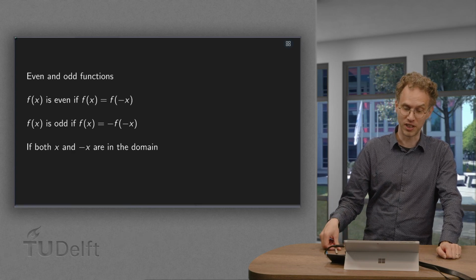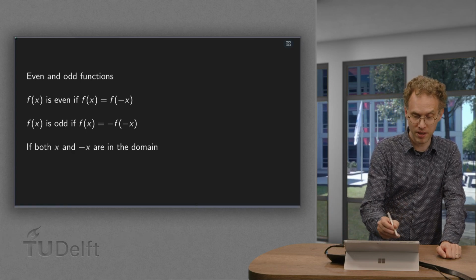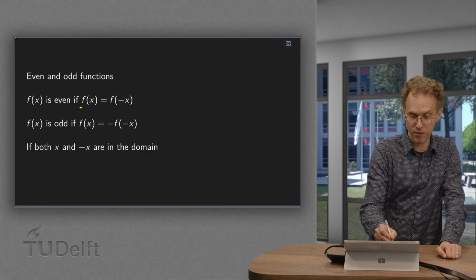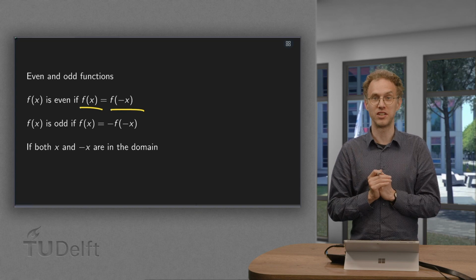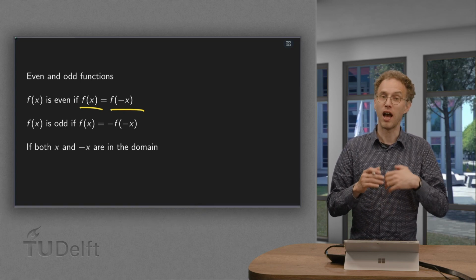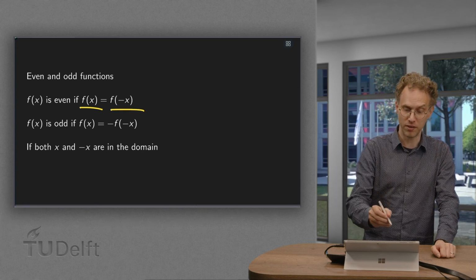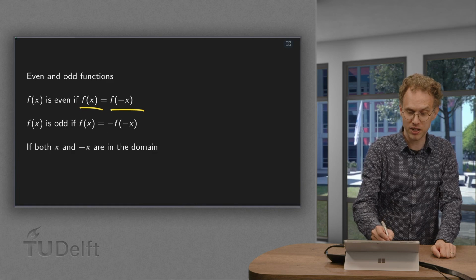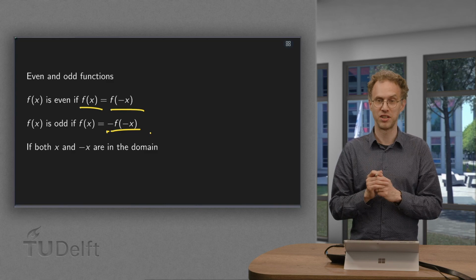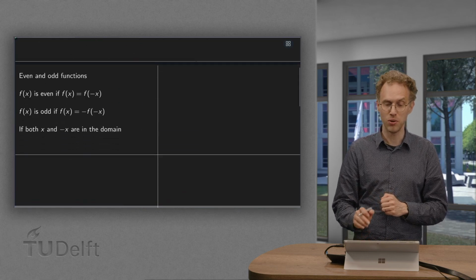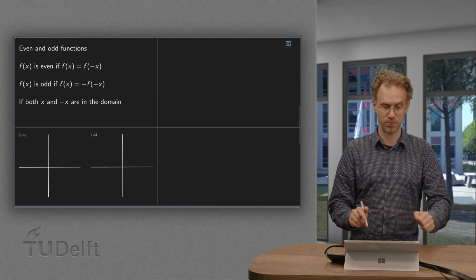We call a function f of x even if f of x equals f at minus x, if both x and minus x are in the domain. And we will call a function odd if f at minus x equals minus f of x, or f of x equals minus f of minus x. So how does that look in a picture?